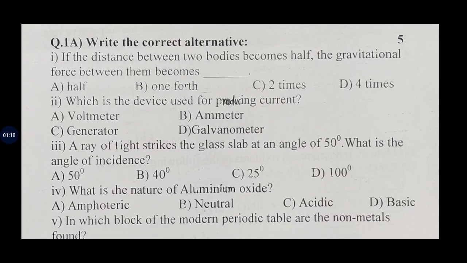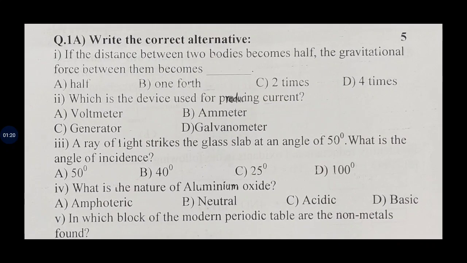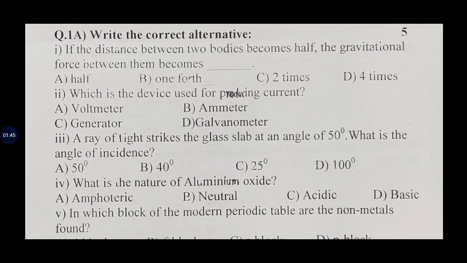So question 1A is for 5 marks, that is the MCQ question. Whatever the questions given, you write the answer as per the given instruction. First one: if the distance between two bodies becomes half, the gravitational force between them becomes dash. Out of these 4 options, select which one is correct. I think the answer is the fourth one, 4 times.